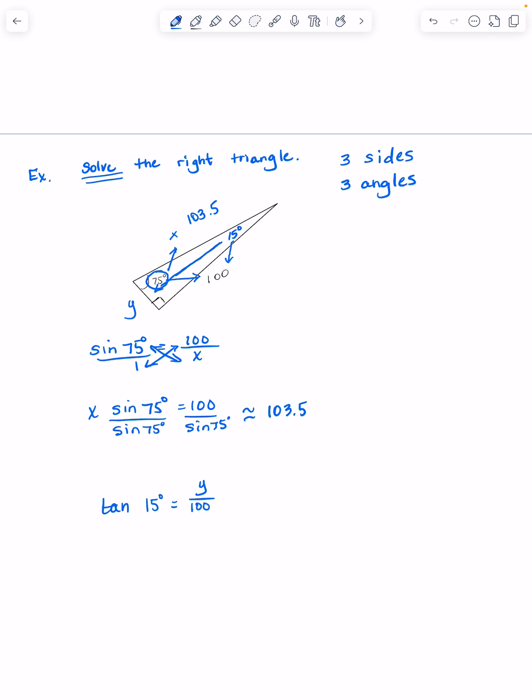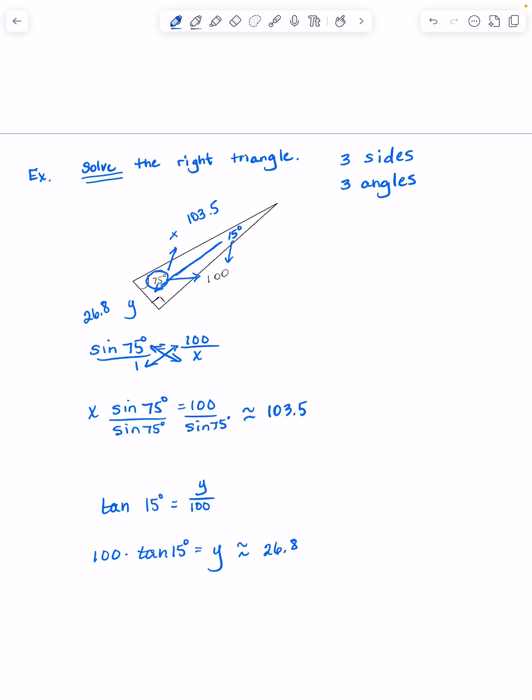Then I'm going to do the cross multiplication again, and I get 100 times the tangent of 15 degrees equals that third side. Notice that I don't have to divide anything this time because when I cross multiply, y is already isolated. When you punch that in your calculator, y in this case is about 26.8. So that third side is 26.8. I was given 2 angles, so I could find the third angle very easily, and then I used my trig ratios to find the other 2 unknown sides.